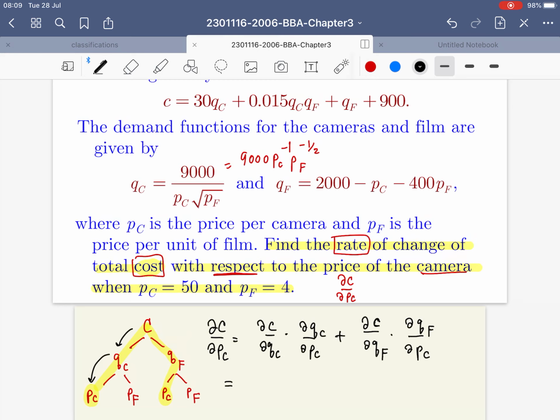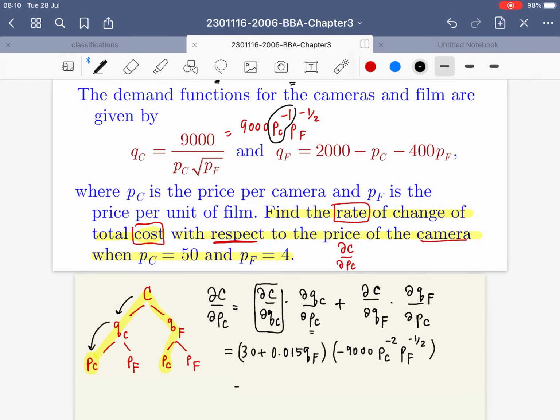So first thing, if you need to find dC with respect to the quantity of the camera, you see here is the Q_C, so you have 30 and 0.015 Q_F. Okay, and then look at the demand with respect to the price P_C. So it's right there, right? The price of the camera. So you got -9,000 P_C raised to the power -2, P_F raised to the power -1/2.